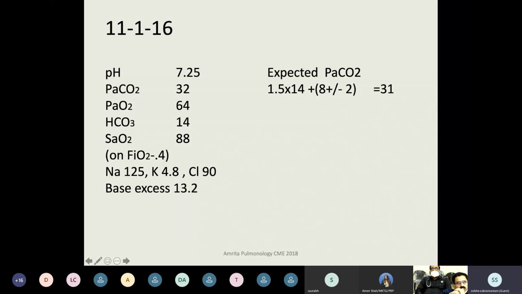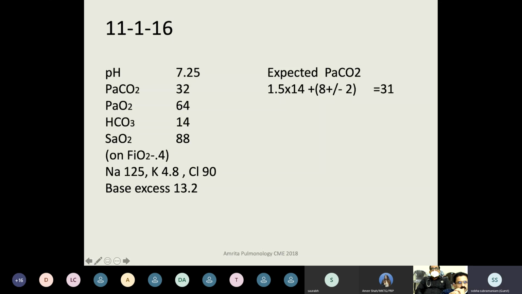And what is the pH? Acidotic pH, 7.25. So what is the culprit here? It is metabolic acidosis. Bicarb is 14. So you have bicarb of 14 producing acidosis. So she has metabolic acidosis, severe metabolic acidosis.